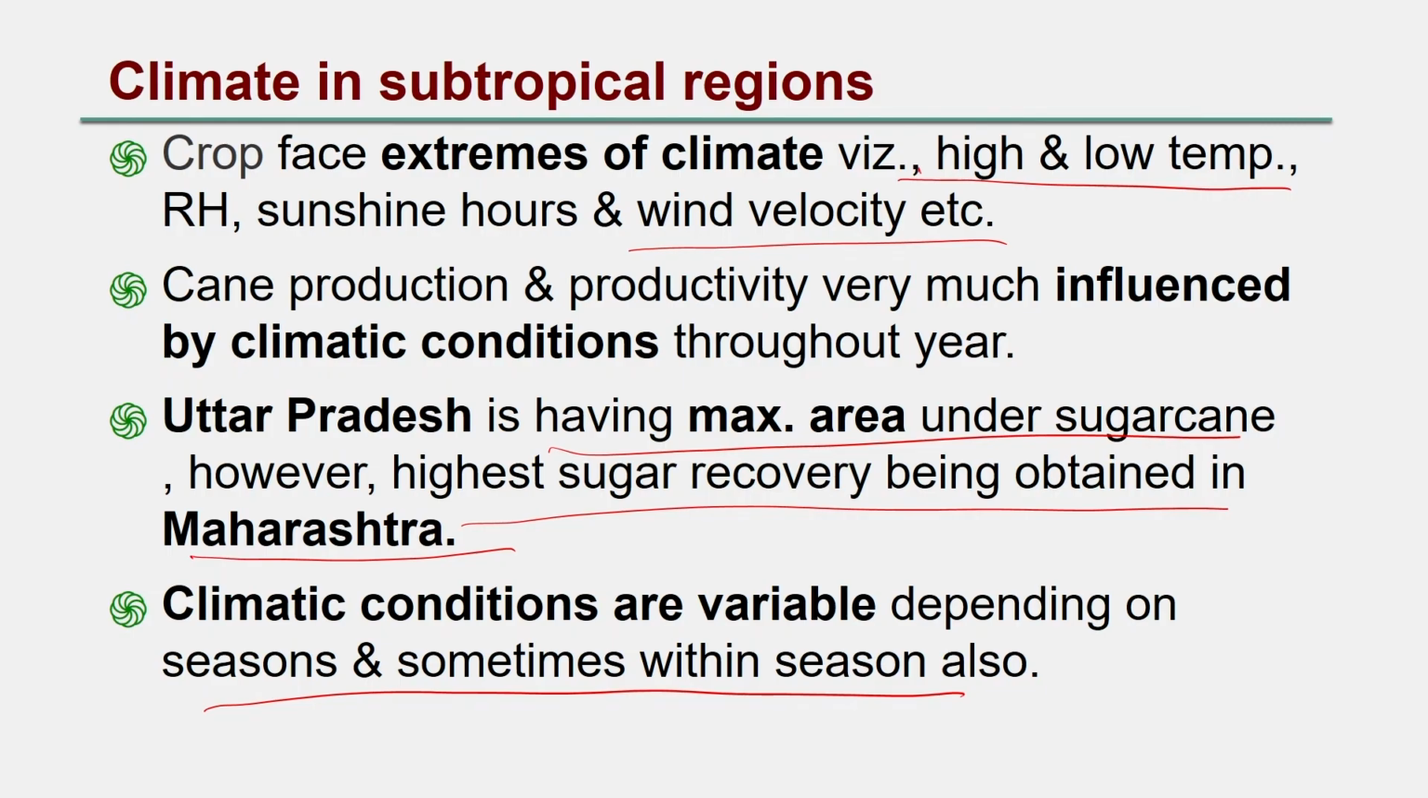So in this subtropical belt, sugarcane passes through different kind of weathers or different kind of seasons. For example, it has to pass the summer season, then rainy season and then winter season. So here the fluctuations in climatic conditions are more than the tropical region. Therefore, it could be one of the reasons for lower productivity in subtropical belt than in tropical belt.